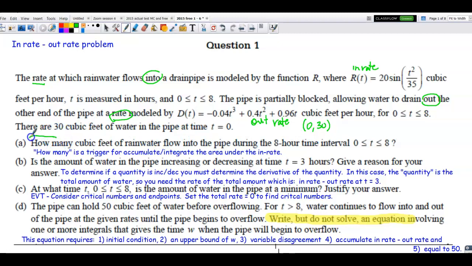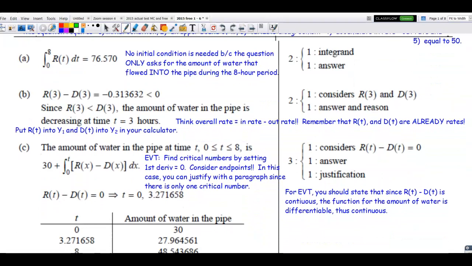In letter A, we right away see our trigger phrase of how many, so we're going to accumulate. And we do not need the initial condition. We're simply going to accumulate the amount of water flowing into the pipe by accumulating the area underneath the in rate. So we accumulate starting at 0, stopping at 8, and this is my in rate function. I'm going to do that directly on the calculator. I'm going to get 1 point for my integrand, meaning I'm using r of t, and 1 point for my rounded or truncated answer.